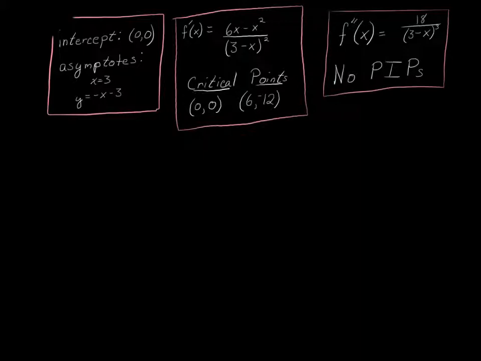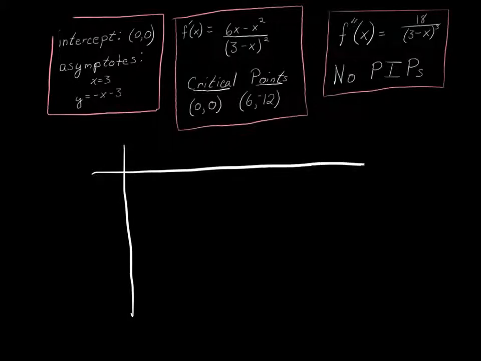All right, so finally we're ready to make our sign chart. Let's go ahead and draw our chart. And we're going to mark off the x values of our critical points and our pips, though we don't have any pips in this case. And also the x values of our vertical asymptotes, so that's going to give us a 3 as well. All right. And so now we want to know the sign of the first derivative and second derivative.